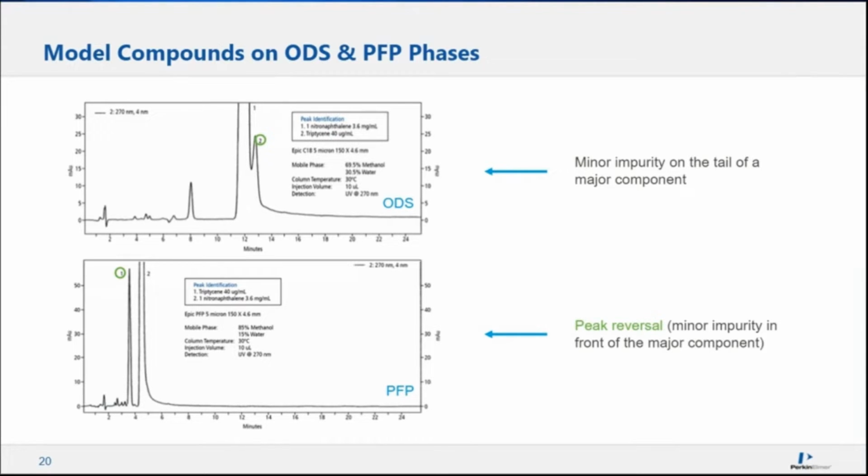So we can now take the minor component and bring that to the leading edge of the major component, and we can get a baseline separation with an excellent peak shape for the minor component, and we can easily draw a baseline to get more reproducible quantitative results.